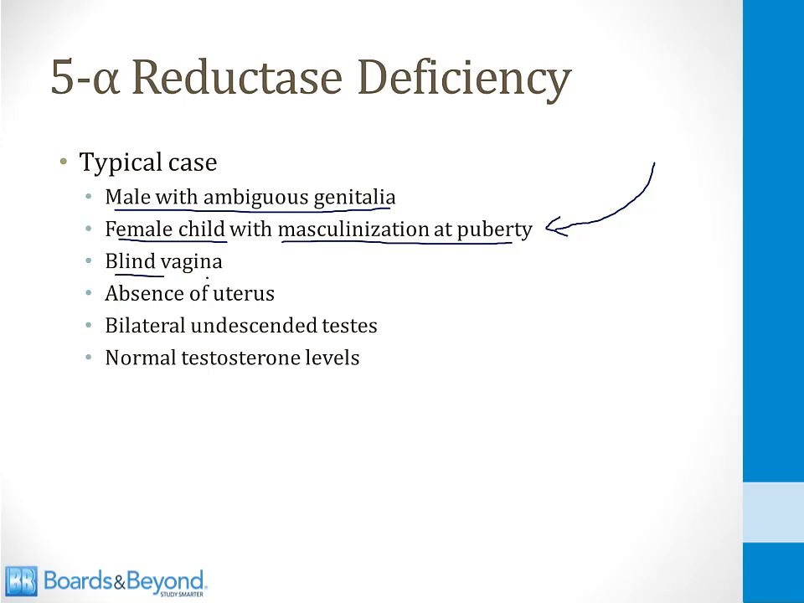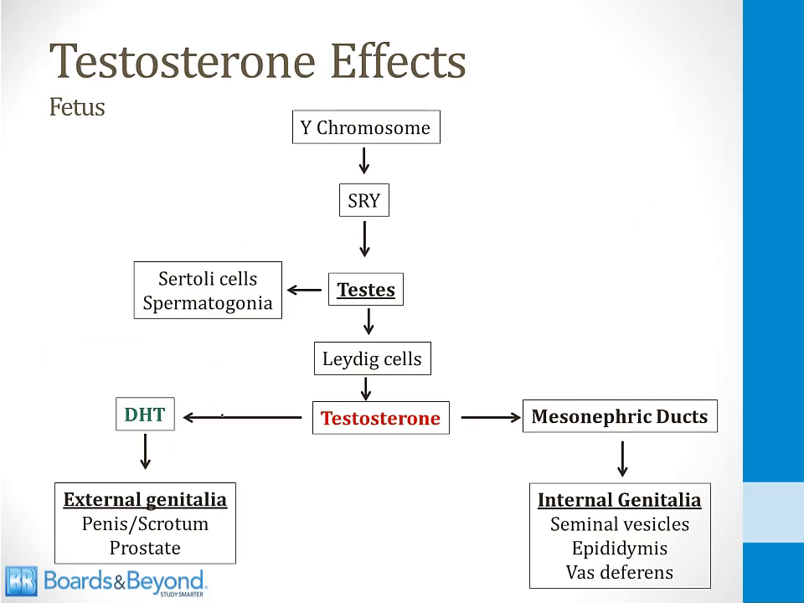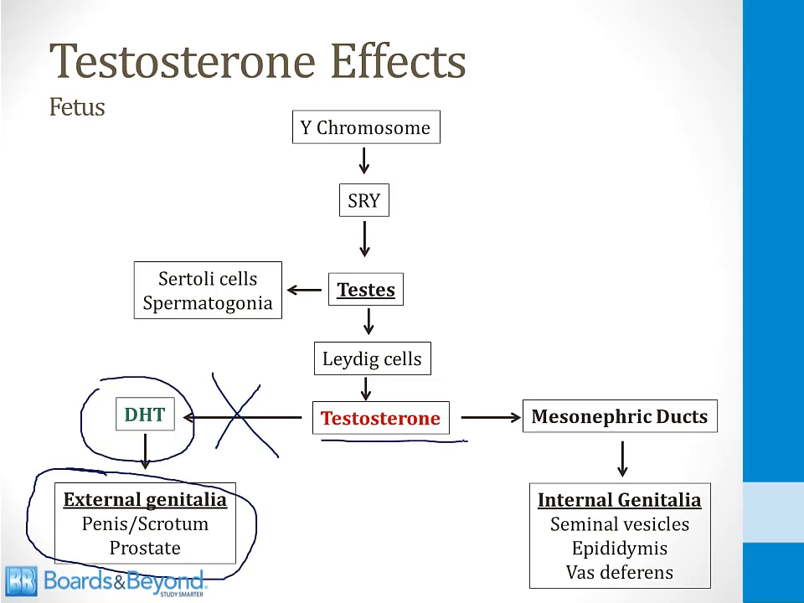In either case, there will be a blind vagina and absence of the uterus. There are bilateral undescended testes, and on serum testing there are normal testosterone levels. And this is the tip-off they're probably going to tell you in a board question to help you recognize that it's a 5-alpha reductase deficiency and lack of dihydrotestosterone. And if we go back to this overview here, the problem in a 5-alpha reductase deficiency lies at this step. So the external genitalia do not form normally and DHT is not synthesized. Testosterone levels, however, are entirely normal, so that the internal genitalia are normal. The Leydig cells, testes, and Sertoli cells are also entirely normal.